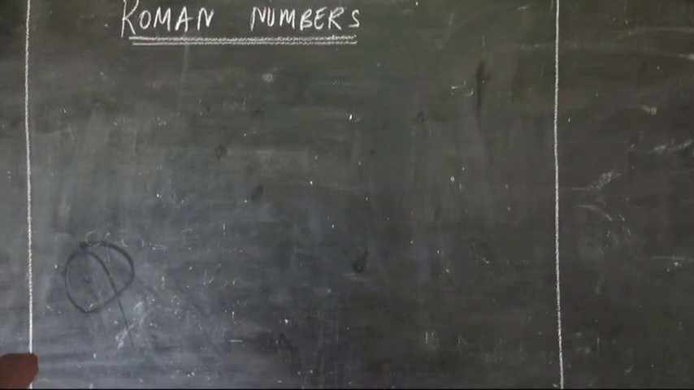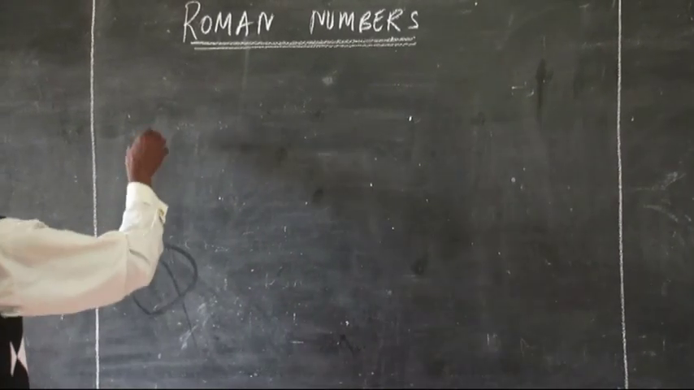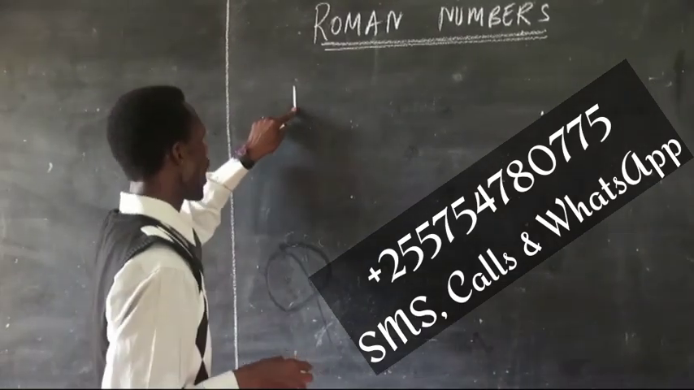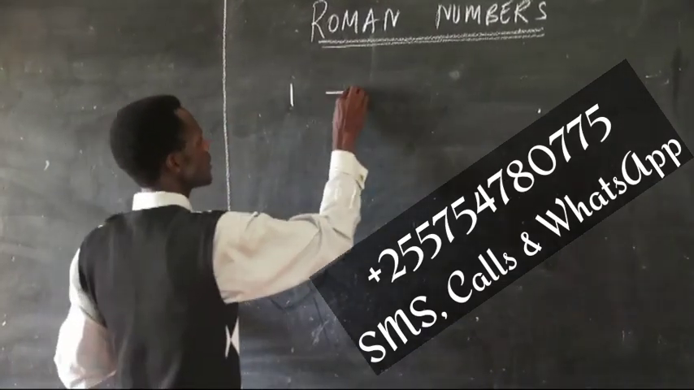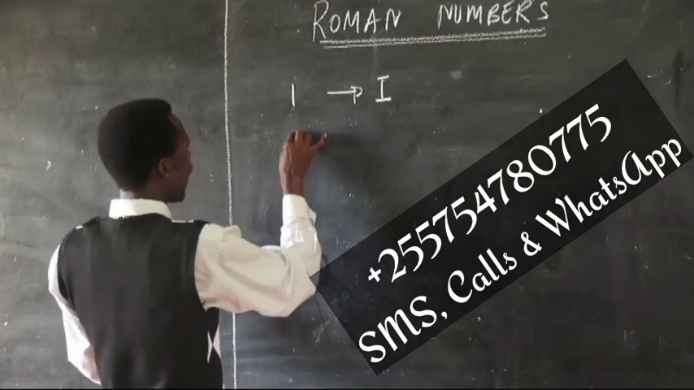Now let us talk about the Roman numbers. We have the ordinary numbers that we know. For example, we just have 1, and we want to write 1 in Roman numbers. It is represented by I. So this is 1, and now 2.